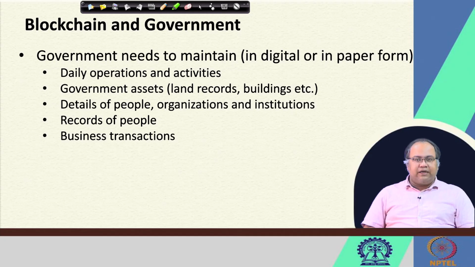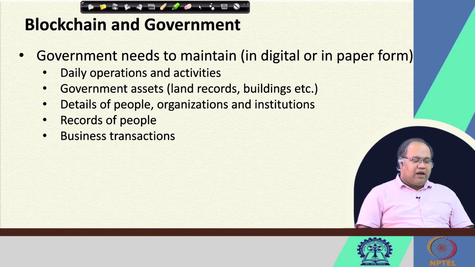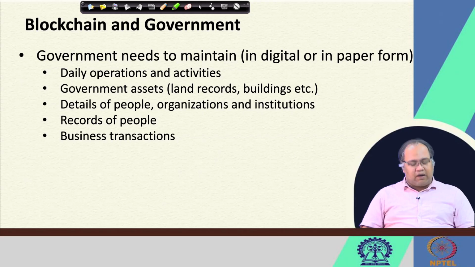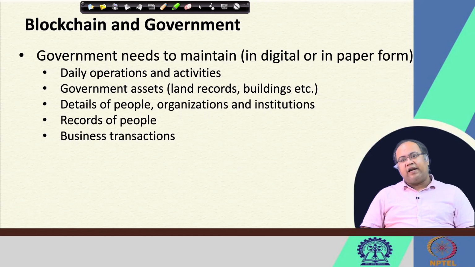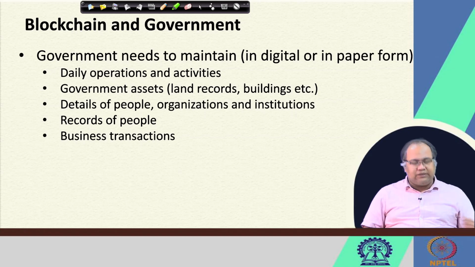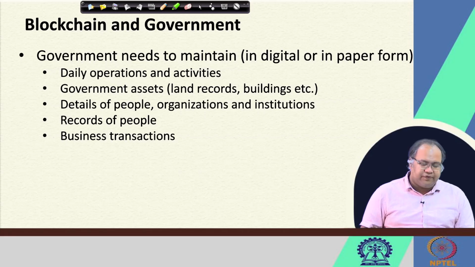Now, apart from land registries or land records, there is several other data that a typical government needs to maintain, like the daily operations and activities of the government and the different kinds of assets. Obviously, land record, as I mentioned, is one such asset. Then the buildings, the properties, the roads and so on. Then the details of its people, organizations, the different institutions, the records of people, the business transactions done by the government and so on. So that way there is plenty of data that characterizes the current economy, the current status of a particular country. So this government data is much more important from that perspective.